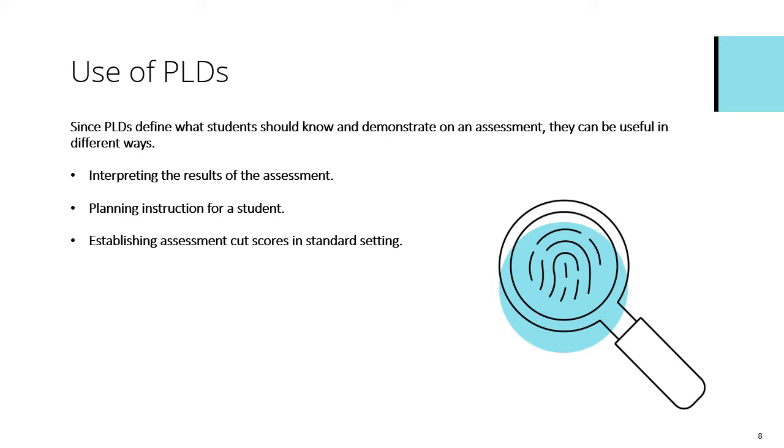If a student is classified into the developing performance level, based on the STAAR Alternate 2 results, the PLDs can help the teacher identify what knowledge and skills a student needs in order to progress into the satisfactory performance level. Also, the PLDs are an essential part of establishing the cut scores for each of the performance levels on the assessment through a process called standard setting.